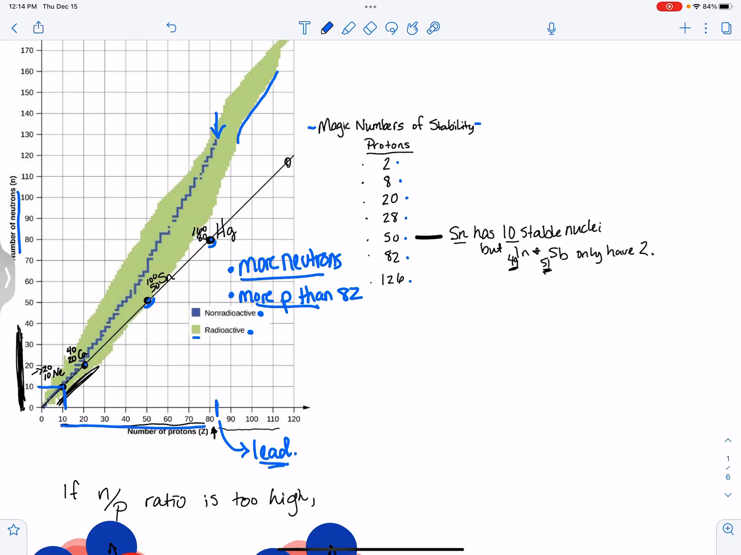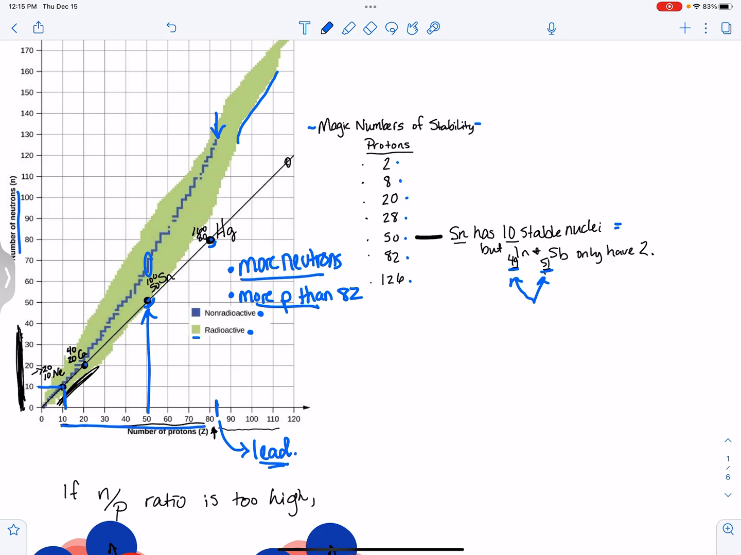But notice this right here. This is 50 tin, it's just this example right here, and this is at the lowest point of it. This one has 10 stable nuclei, and then you can see this big long swath right there. It also has more that aren't stable. But if you look at indium and Sb, which are right beside it, those only have 2 each. So we have these regions of stability.